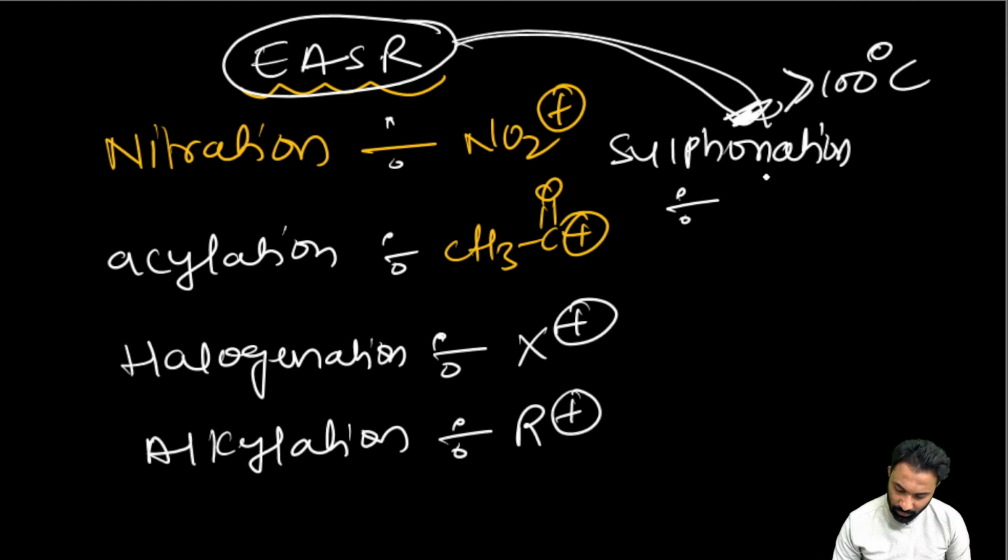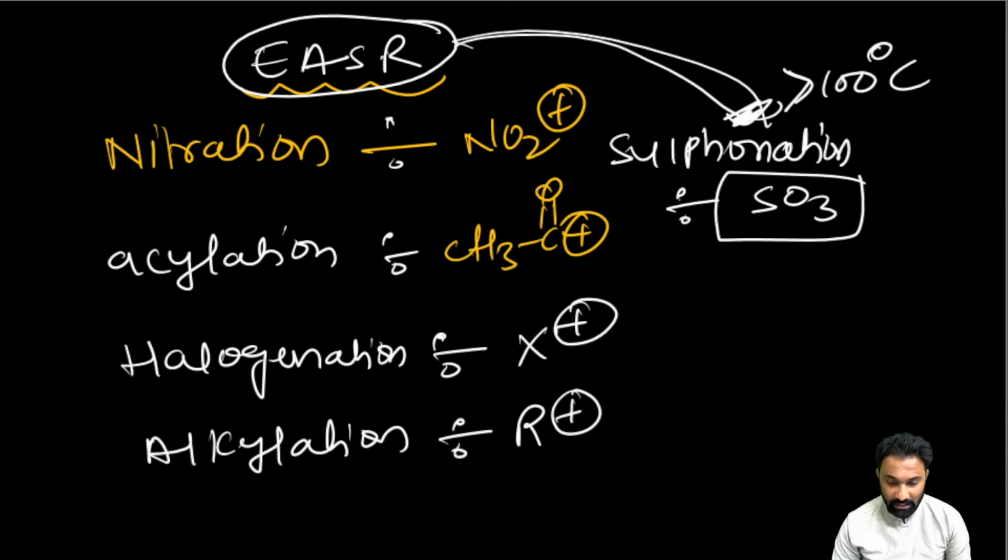Neutral SO3. The electrophile is neutral SO3. I explained this day before yesterday. Sulfonation electrophile is neutral SO3, my dear friends. Try to believe this one. This is very important. Neutral SO3 is the electrophile. Okay? Done.